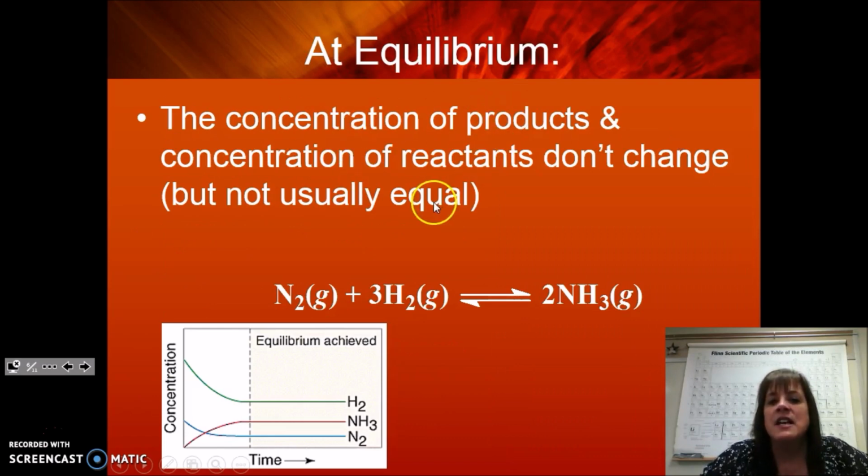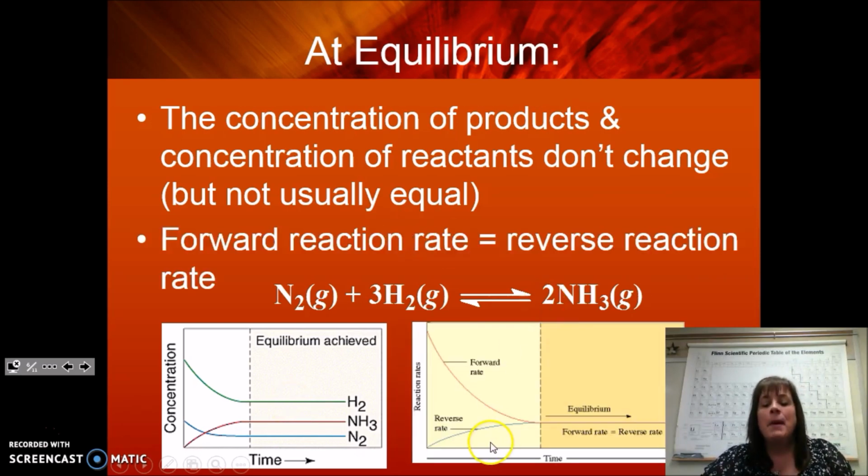Now, if we take a look at the concentration of products and reactants, once we reach equilibrium, they've stabilized. Their levels don't change. But they're not usually the same. So here's a reaction where nitrogen gas reacts with hydrogen gas to produce ammonia. That's actually called the Haber process. And in this reaction, I have 3 hydrogens per 1 nitrogen here, producing 2 NH3s. And you can see that on the concentration graph. And you'll notice that at equilibrium, even though their concentrations aren't changing, they are not the same. But the reaction rate at equilibrium is the same.